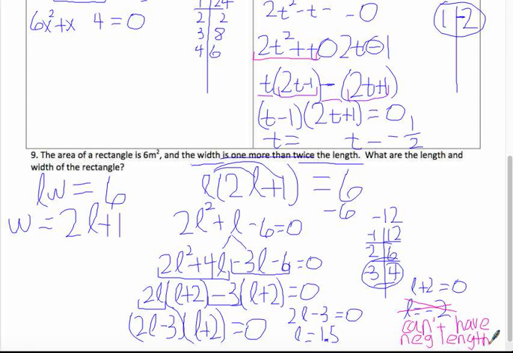And that's usually what happens with these quadratic equation word problems, is we'll get one answer that does make sense and one answer that doesn't make sense. So the length is 1.5 centimeters, and the width is 2 times that plus 1, which is 4 centimeters.